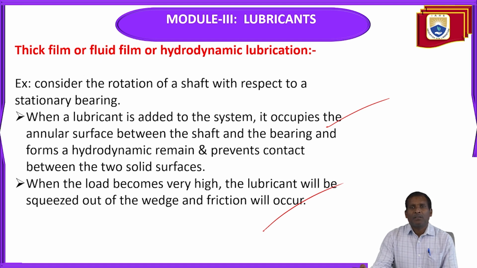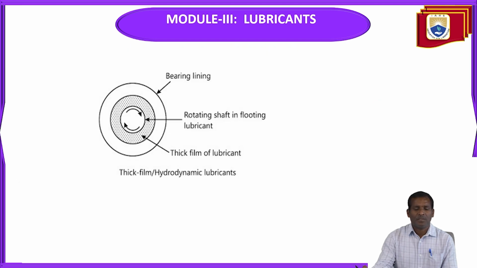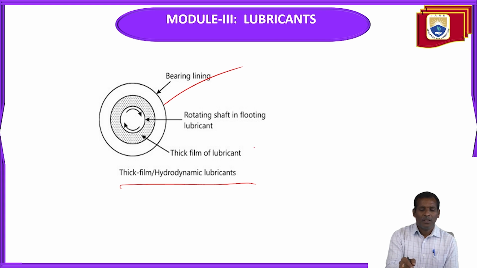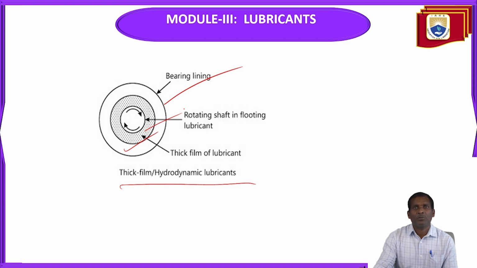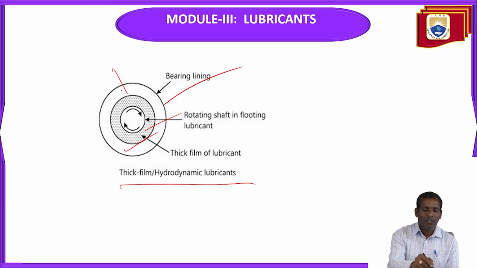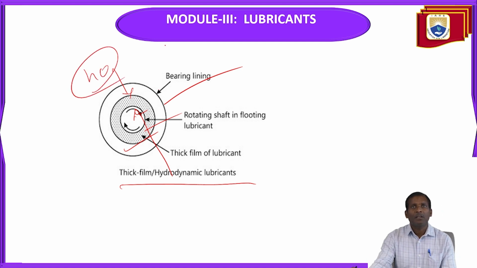So whenever friction occurs, what will happen? Automatically heat will be generated. So due to more heat, the bearing or other component will fail. See in this thick film hydrodynamic lubrication, the bearing lining is shown with the rotating shaft on a floating lubricant, and the thick film of lubricant here. There is no metal to metal contact. The film thickness here you can see is represented with h naught.